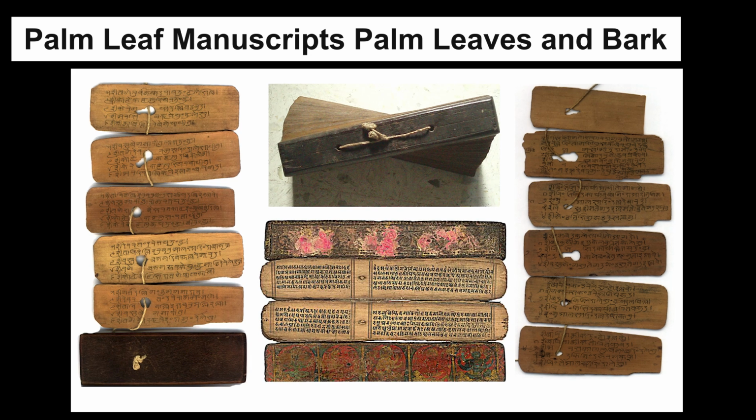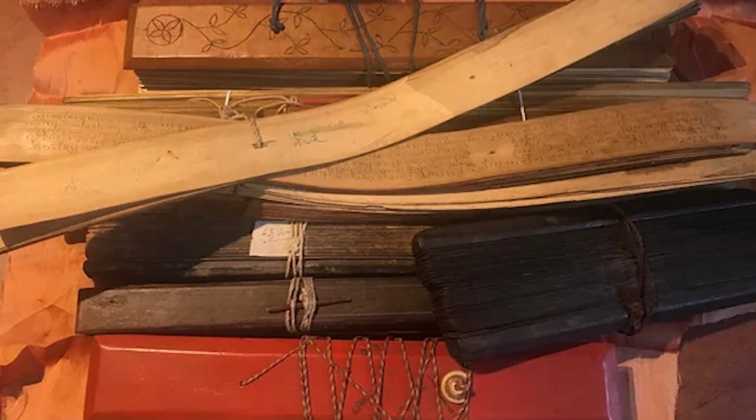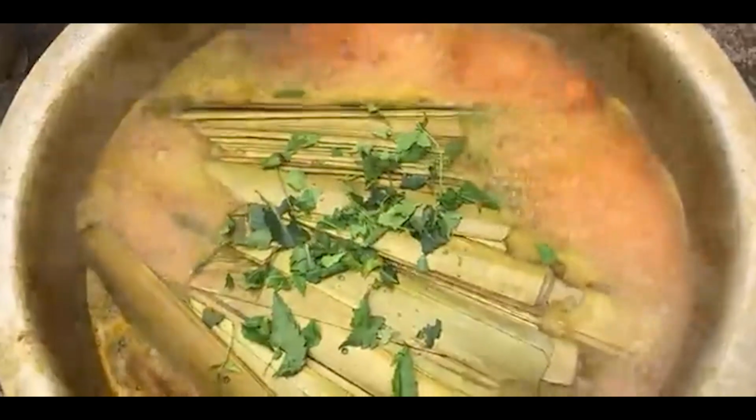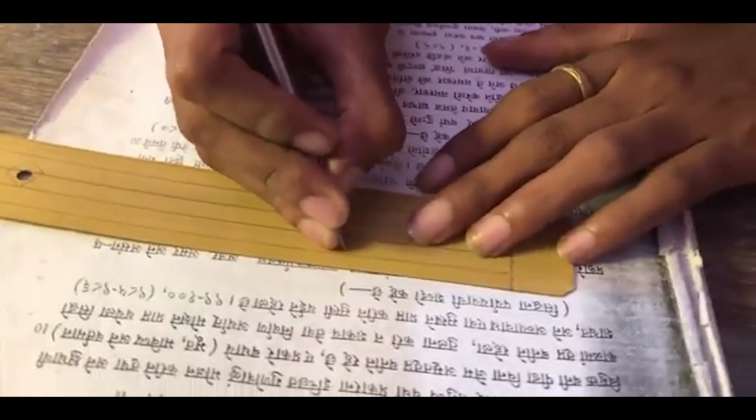In ancient India, before the advent of paper, texts were commonly written on palm leaves and the bark of certain trees like the birch. These materials were processed and treated to create a smooth surface suitable for writing.